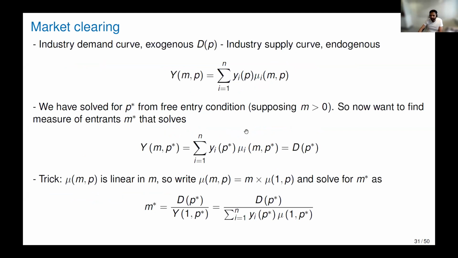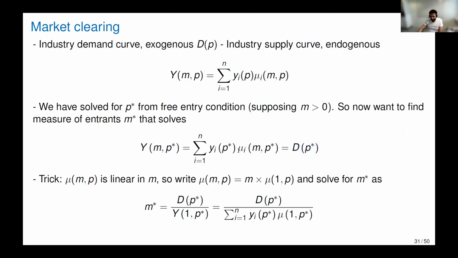Now, how to pin down this M? This is where the goods market clearing condition will help us. Overall output in the economy is going to be the sum of output by each type I times the number of type Is in the economy, right? So this is the distribution which we computed with the scaling factor M. Now, what is M? You can compute from here. We will use the fact that total Y should equal total demand. This is the goods market clearing.